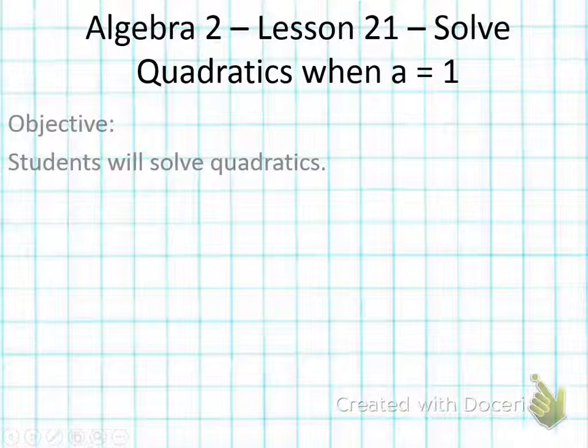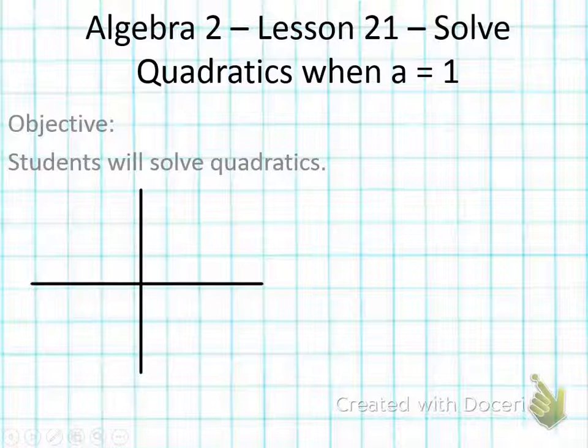Alright, this is lesson 21 for Algebra 2. We're going to be solving quadratics when a is equal to 1. And our goal is to solve quadratics. Yesterday was a hard lesson because we had to learn how to graph, right? And graphing is something that you need to know how to do in any instance. And the best way to think about it is always make a table.